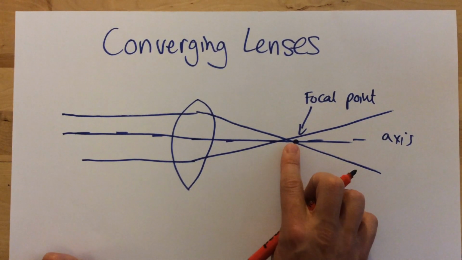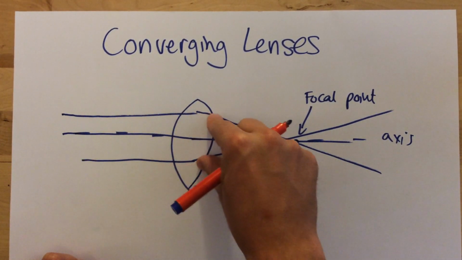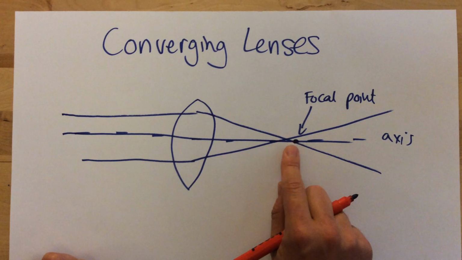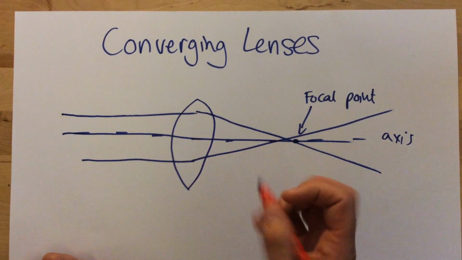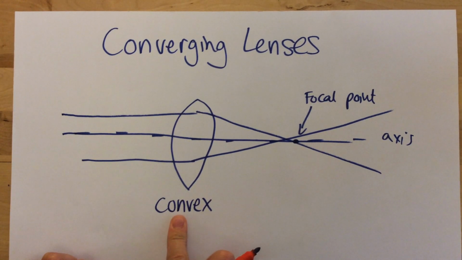Right, now I haven't done it perfectly, but you can see that as these rays come in, they're refracted by the lens and they come together. The shape of this lens is called convex. So we can call this a convex lens or a converging lens.